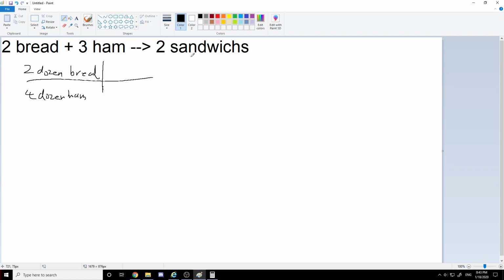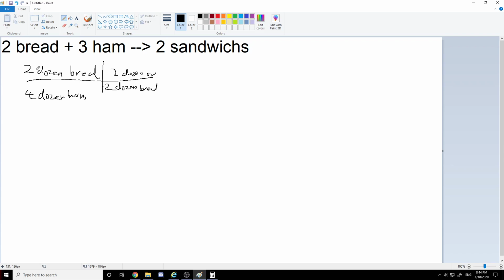Or why don't we just find how many dozens of sandwiches we can make? Because again, we can make comparisons of dozens of sandwiches to dozens of sandwiches. So let's just say for every 2 dozen bread, we can make 2 dozen sandwiches.